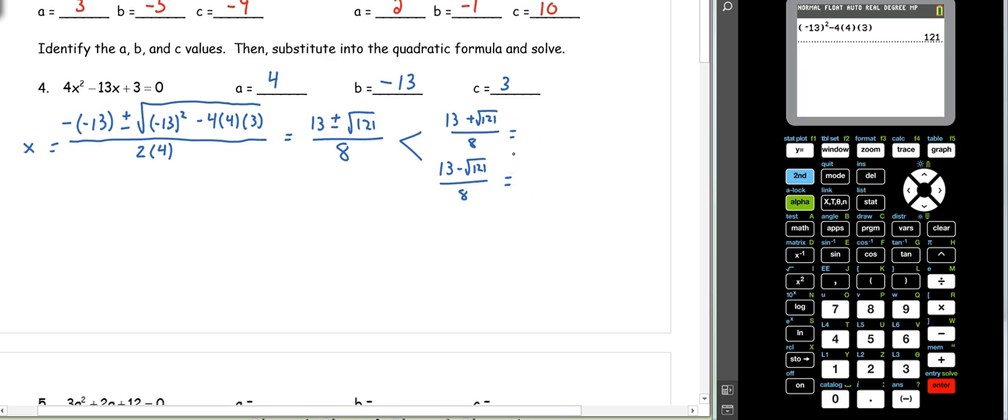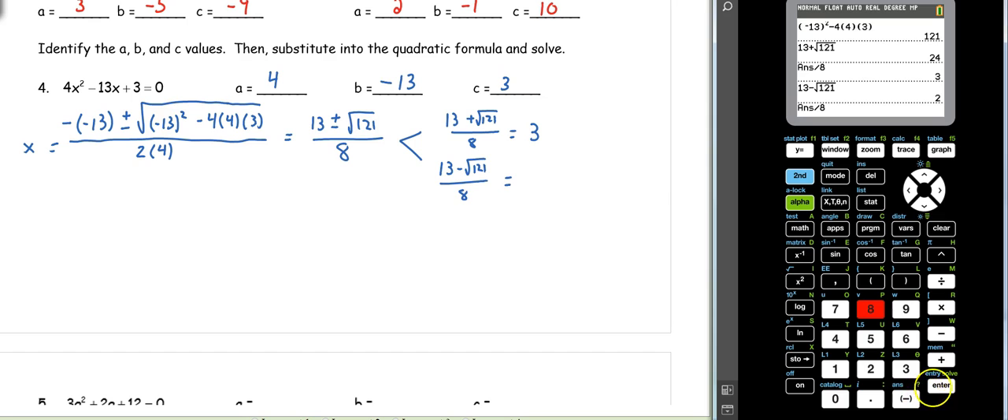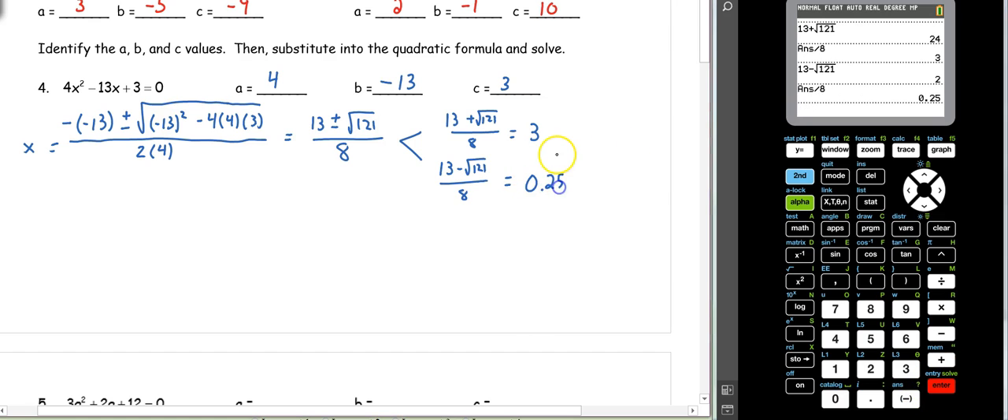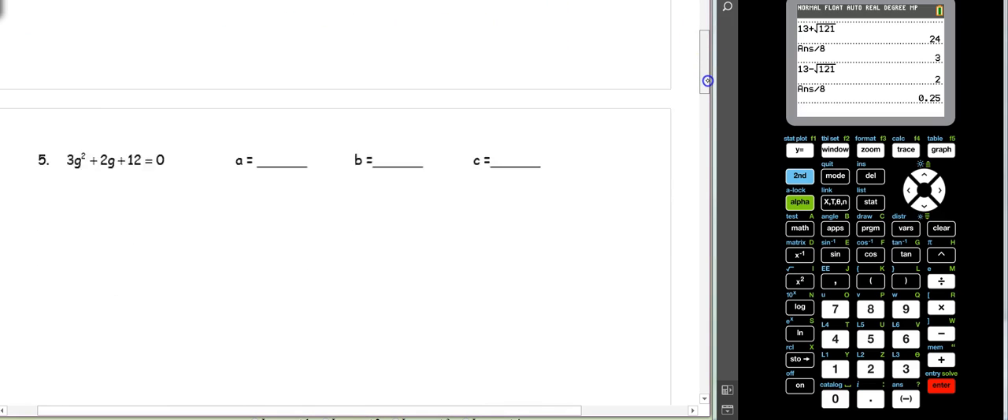In the calculator, remember, we're going to do the numerator first, hit enter, and then divide by the denominator. So we have 13 plus the square root of 121 divided by 8, which gets us 3. And then we have 13 minus the square root of 121 divided by 8, which gets us 0.25. So let's look at another example.